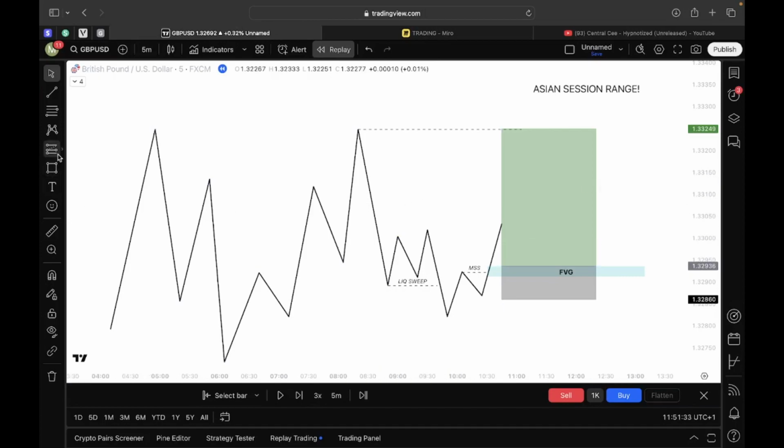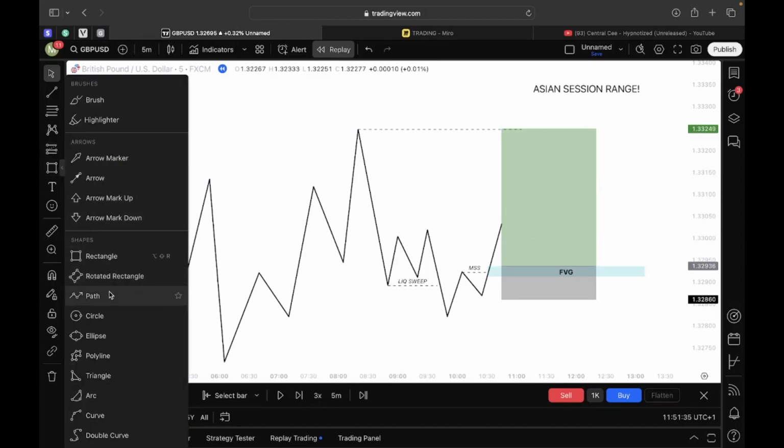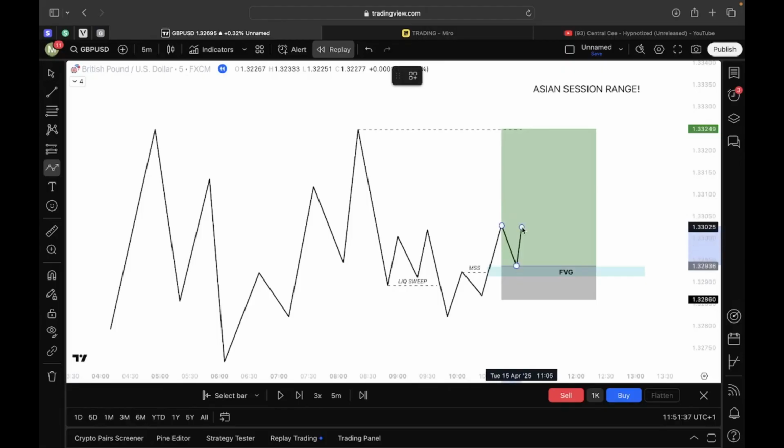Okay, as soon as you do that, then you just wait for price to actually come back down into this area, and it will bounce off the fair value gap. Maybe it will close below it.